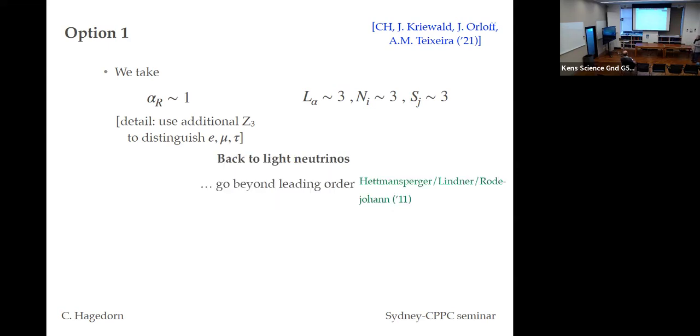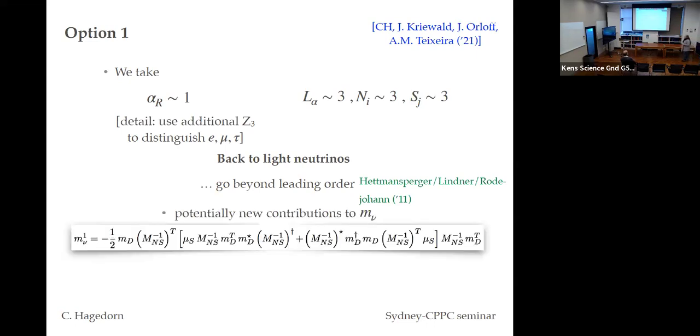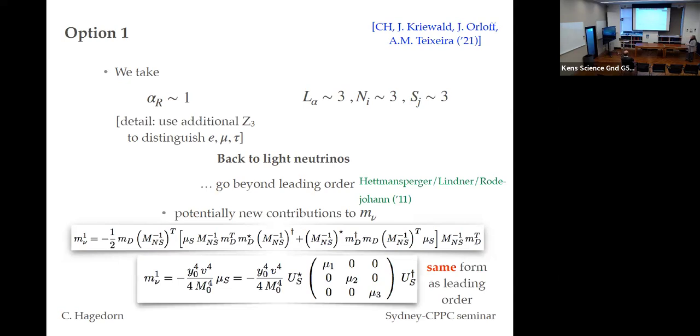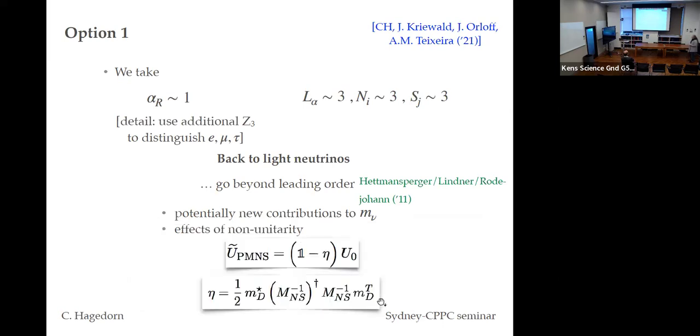Now, we can go beyond leading order for the light neutrino masses. When I wrote down the mass matrix for the light neutrinos, this is obviously an expansion assuming that μs is much smaller than MNS. So the next leading term, if you want to see it, here it is. Now you know the forms of these matrices, plug them all in, and find that actually this has the same form as the leading term. So we get a little shift in the masses which we have, but it doesn't do anything to the mixing.